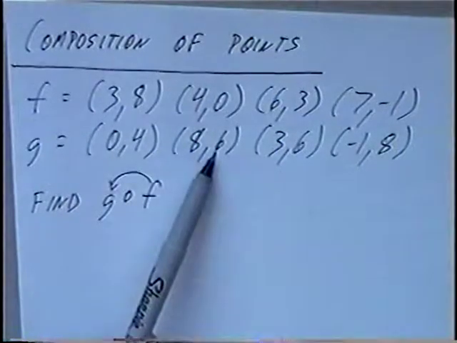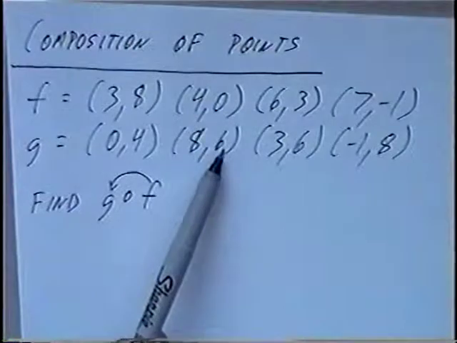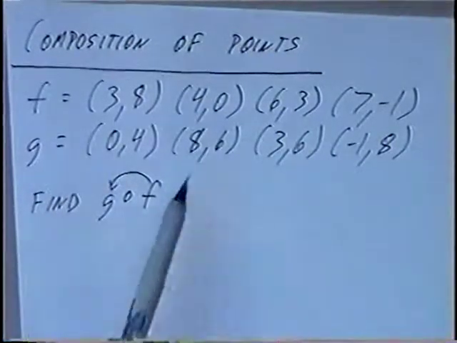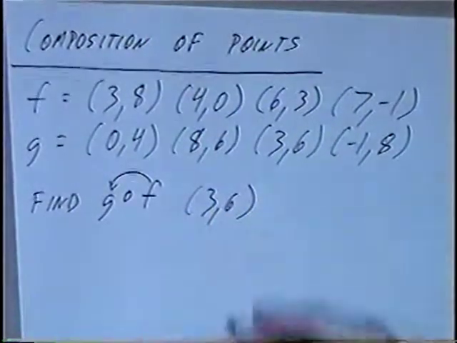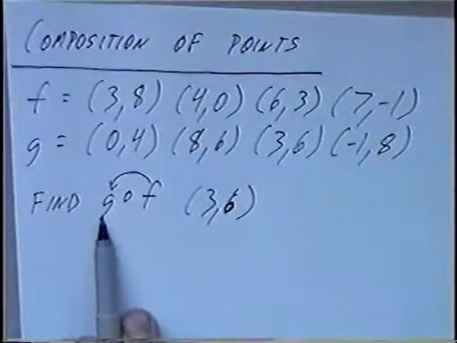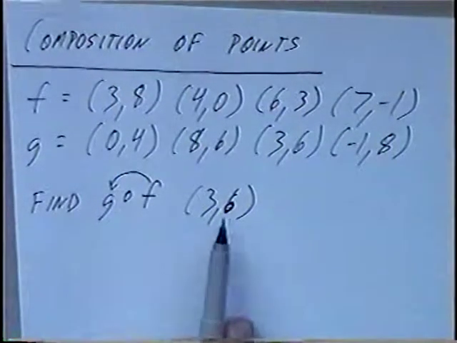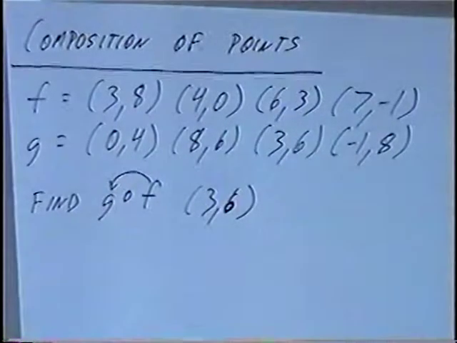So 3, 8, matching it up, goes to 8, 6, and the answer will be the x value from the f and the y value from the g. So 3, 8 goes to 8, 6, so the answer would be 3, 6. We'll take the x value from the f function, the first function, and we'll take the y value from the second function, the g function. Continuing on, we'll do that for each of the points.